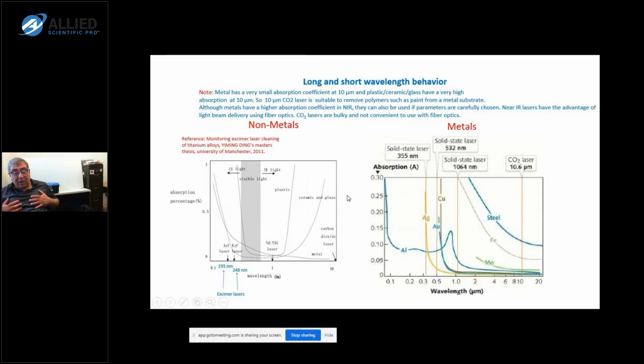Here also about the short and long wavelength behavior. Some graphs are shown here. In case of metals, we see that most of the metals show very low absorption at, say, 10 micron, the CO2 laser wavelength, but the absorption increases at 1064 nanometer. So higher absorption. But on the other hand, plastics and ceramic and glass, they have high absorption at 10 micron, and then at the neodymium YAG laser wavelength around 1 micron, their absorption decreases. So one has to take these into account.